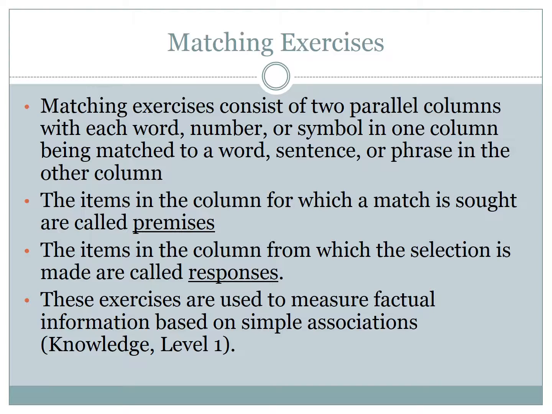A second kind of selective response consists of matching exercises. You're all familiar with this. There are two columns, a left column and a right column. The items in the left column are usually called the premise, and the items in the right column are usually called the response. And again, they're measuring factual information.